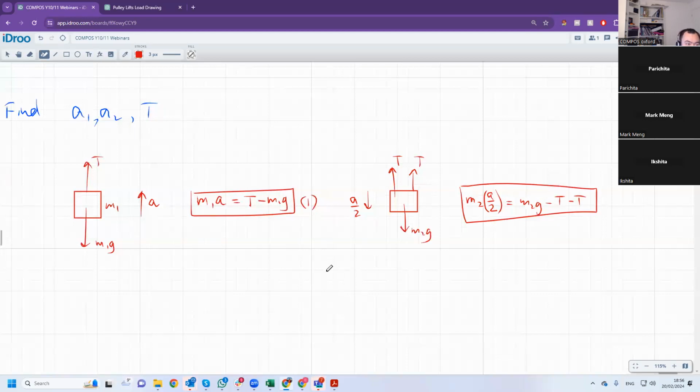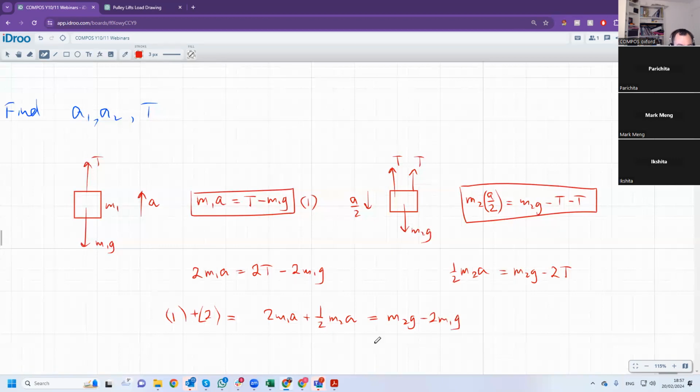Okay. So what I want to do now is multiply the first equation by 2. This gives us 2m1a equals 2t minus 2m1g. And the second is 1/2 m2a equals m2g minus 2t. Why do I multiply this by 2? Because I want to cancel 2t. So I add the two equations, 1 plus 2. That makes 2m1a plus 1/2 m2a equals m2g minus 2m1g. So the acceleration, open bracket, 2m1 plus m2 over 2, equals m2g minus 2m1g.